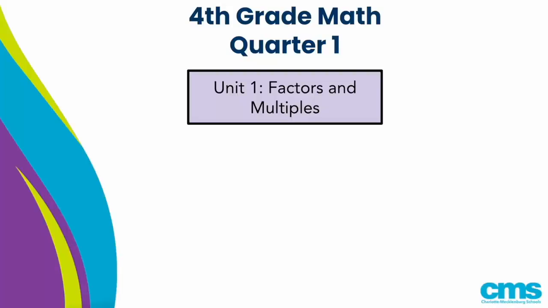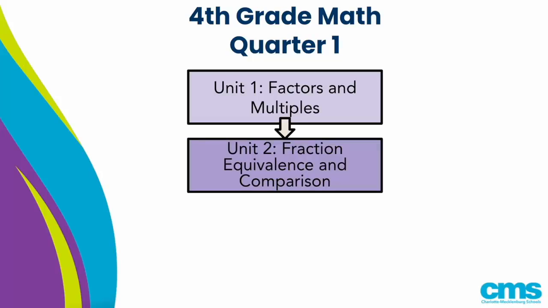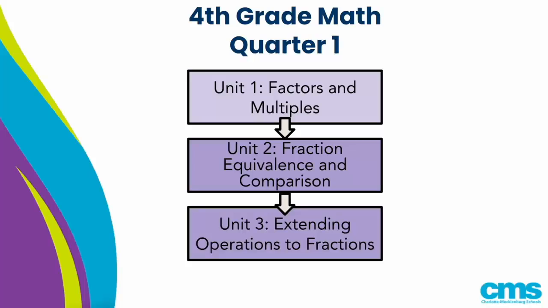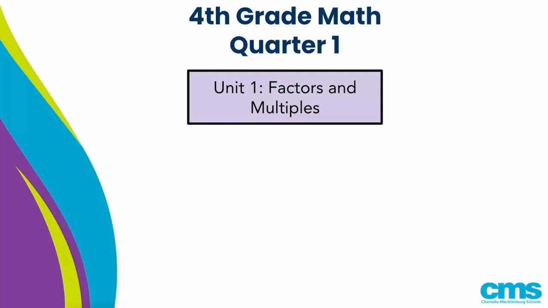In quarter one, we start with factors and multiples. A lot of language and vocabulary are introduced in this unit. Then we move into unit two with fraction equivalence and comparison. A lot of the work that fourth graders do builds on the work they've done in third grade and builds toward the work they'll be doing in fifth grade. Wrapping up quarter one, we have unit three, extending operations to fractions, specifically addition, subtraction, and multiplication. So let's jump into unit one now.